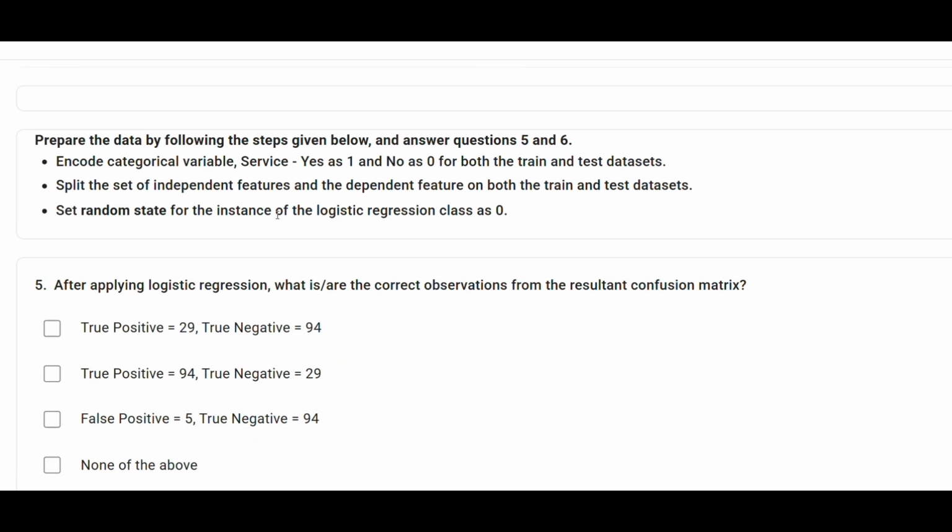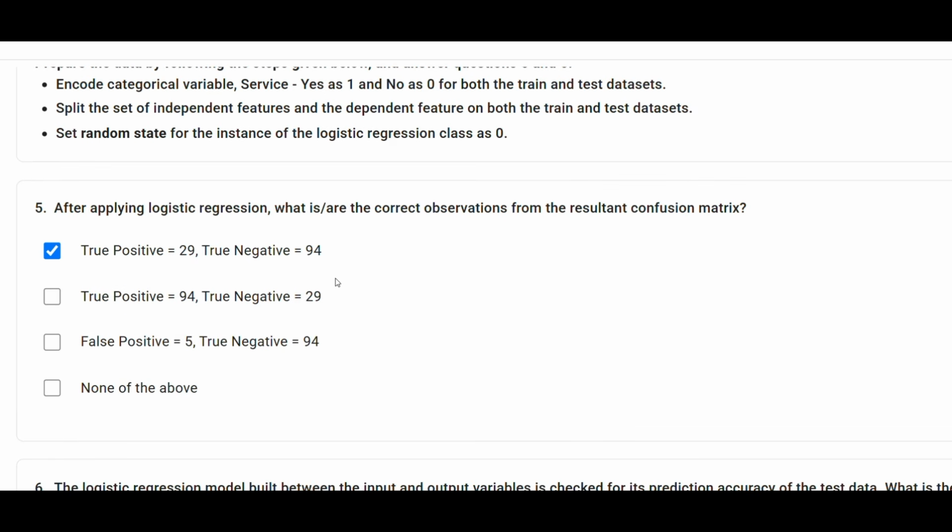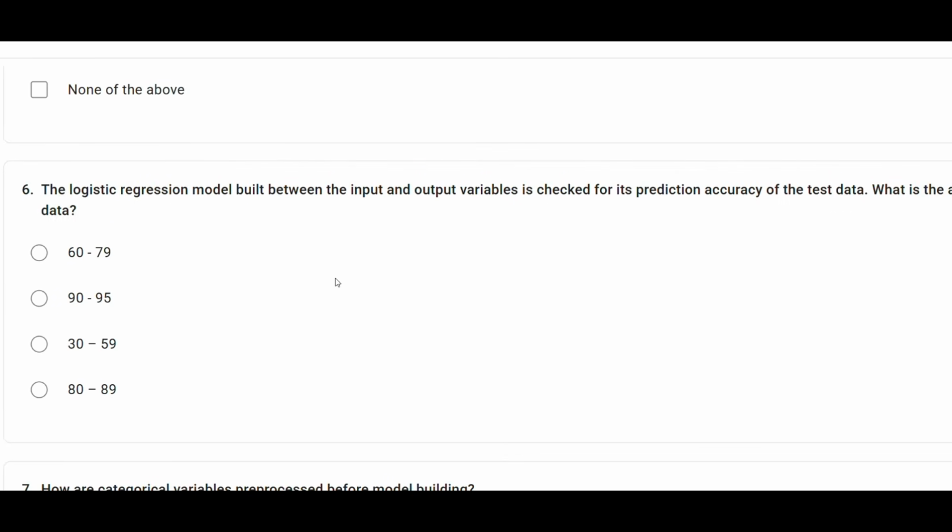Then come to the fifth one. Again, we have some sort of problem statement. So in this, after applying logistic regression, what are the correct observations from the resultant confusion matrix? So from this, option A is correct because true positive equals 29 and true negative equals 94.